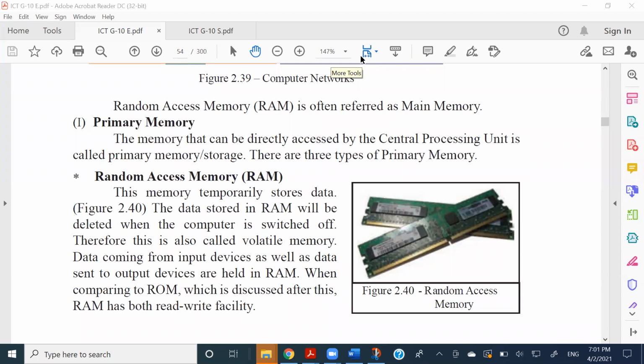So when you are saving the things, that particular data is saved inside the secondary memory, which majorly is your hard disk. So until it is saved, everything is there in the RAM.